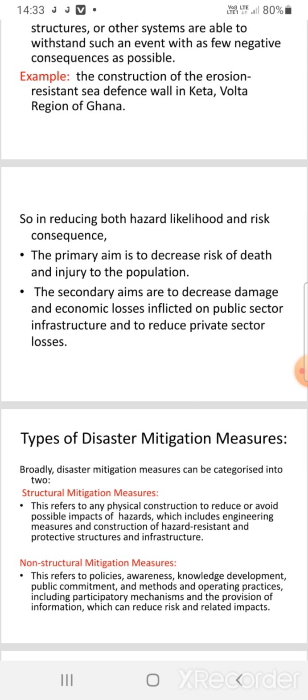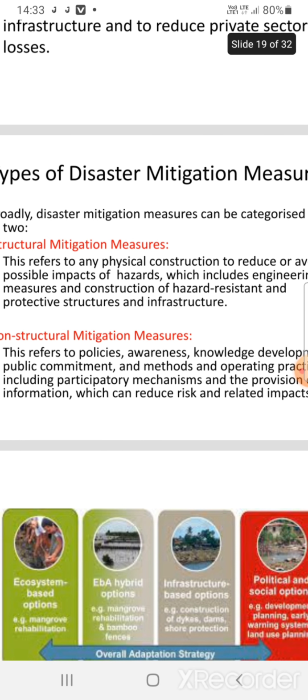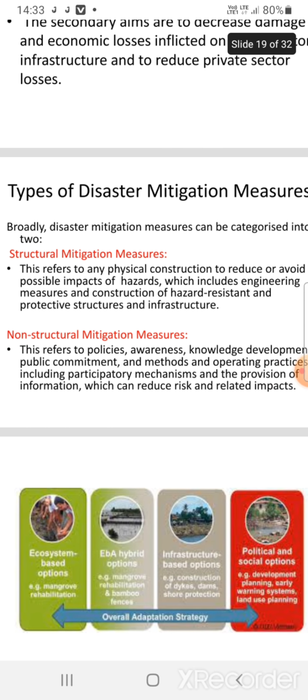So now we'll come to types of disaster mitigation measures. Now there are mainly two types of disaster mitigation measures, that is structural mitigation measures and non-structural mitigation measures. Now structural mitigation measures refer to physical constructions that will reduce possible impacts of the hazards, which includes engineering measures, construction of hazard resistant and protective structures, and infrastructure.